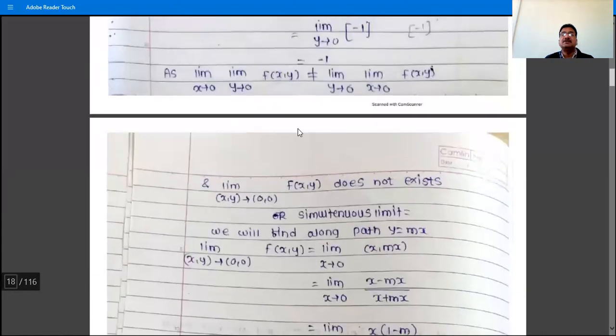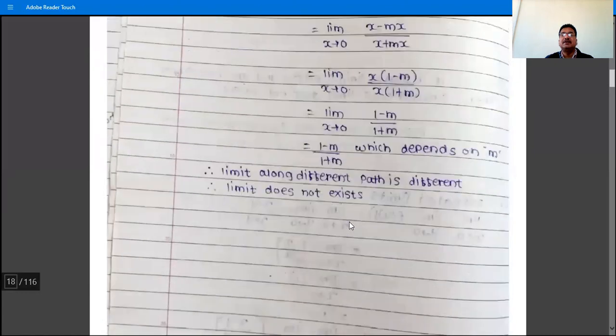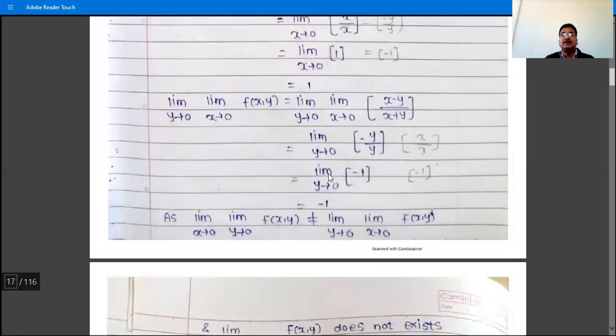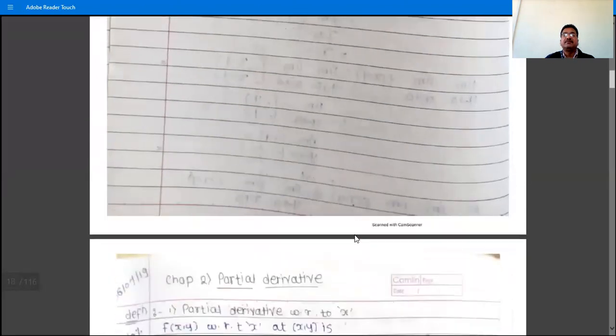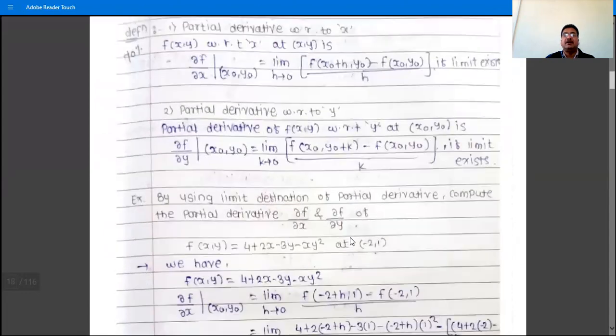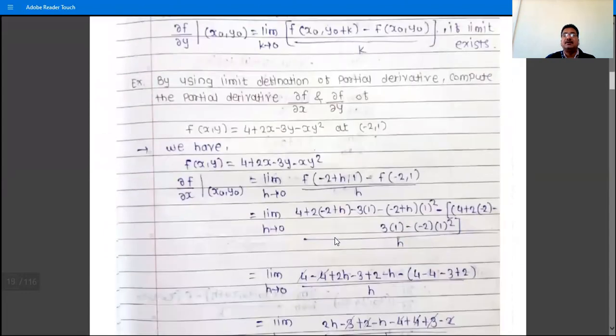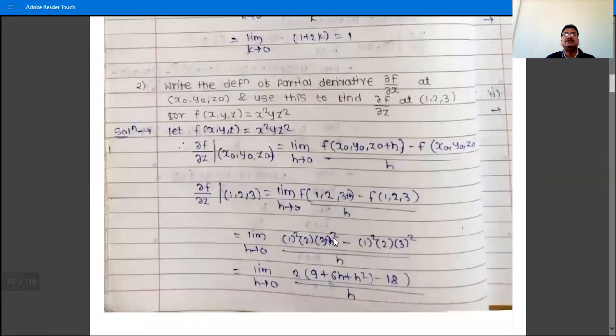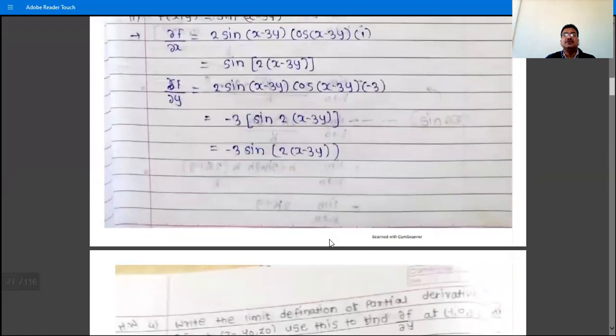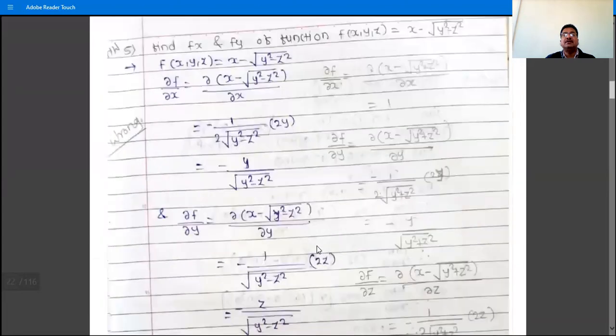So we can directly claim that if the repeated limits are not equal, then the simultaneous limit does not exist. But it does not mean that if the repeated limits exist and are equal, then the simultaneous limit exists. There is no relation between the existence of repeated limits and equality of repeated limits with the simultaneous limit. So some more examples on the chapter.